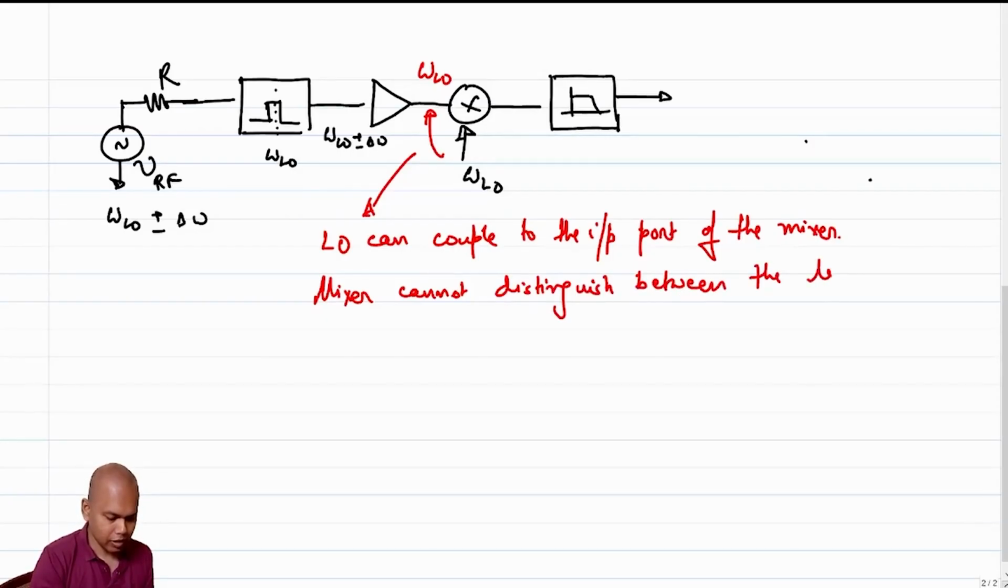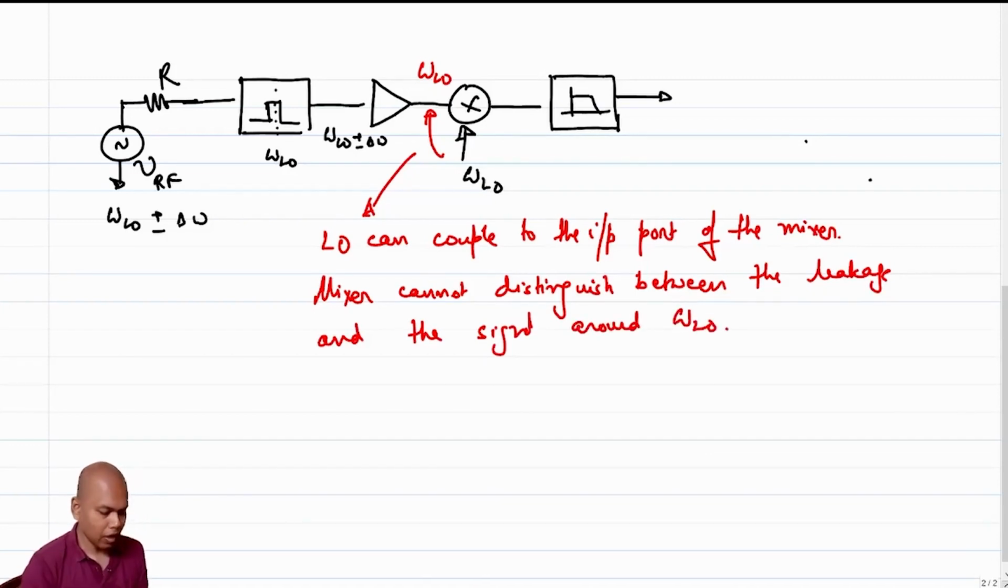between the leakage and the signal around omega LO. Now you might say that I'll ignore the signal at around omega LO. I will only take omega LO plus delta omega.